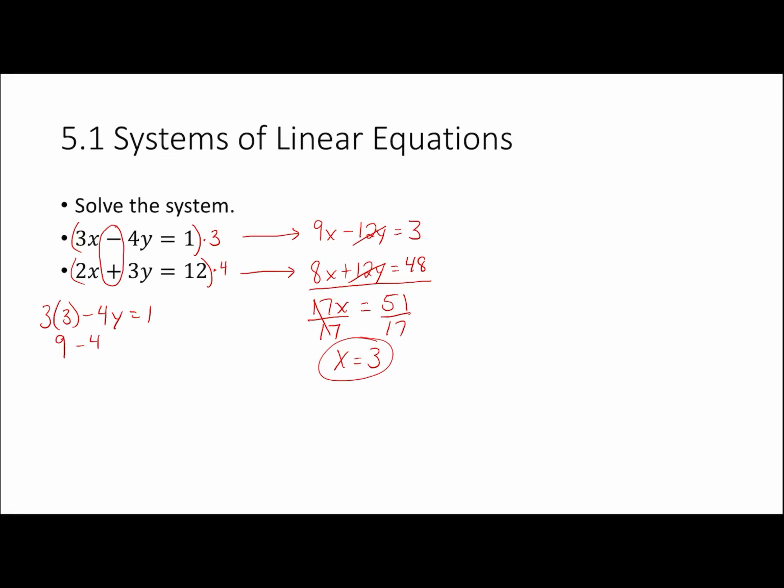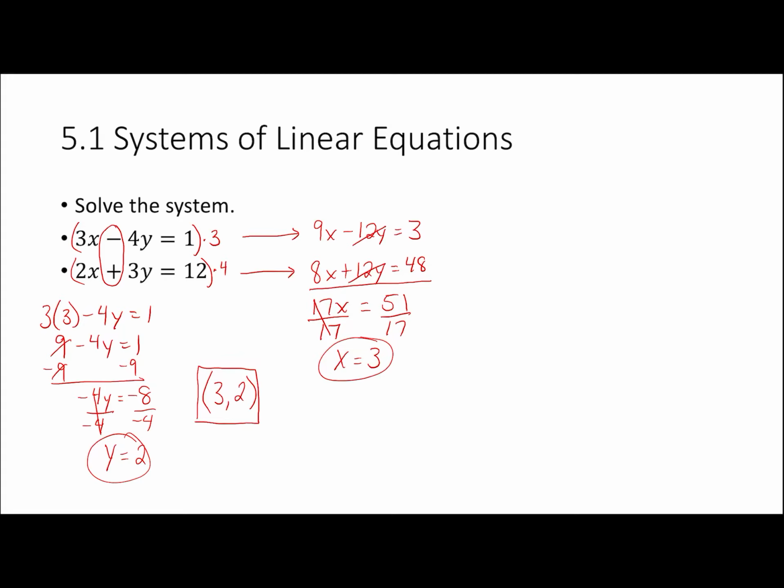3 times 3 is 9, minus 4y equals 1. And then we'll subtract 9, and we'll get negative 4y is equal to negative 8, and divide by negative 4, and you'll get y is equal to 2. So there's the other part of the ordered pair. So the ordered pair that makes both equations true, or that is the intersection point for both of these, has to be 3, 2.